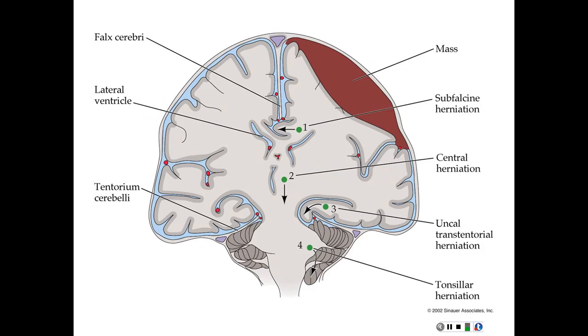Here's just another schematic to show you about these space-occupying lesions and how they distort the brain. They're pushing it from one side onto the other. And we actually have this idea of a central herniation occurring here, distorting it and pushing down on the brain stem right there. So we can see how these space-occupying lesions cause several of these distortions.